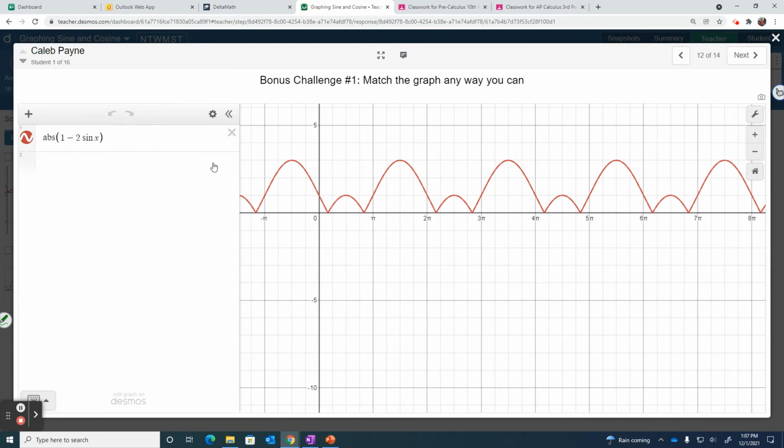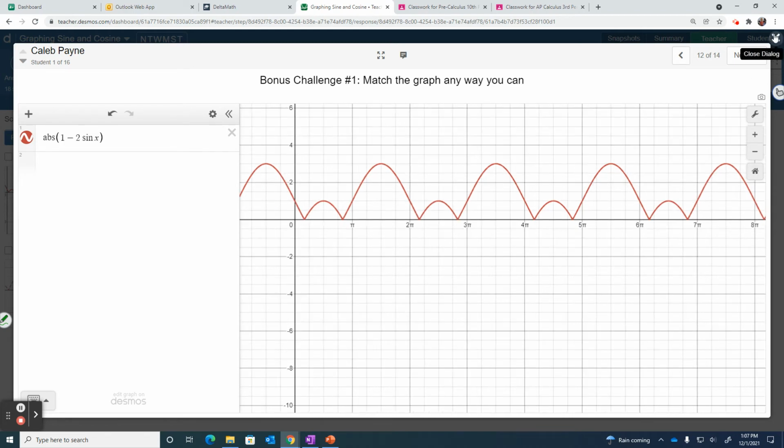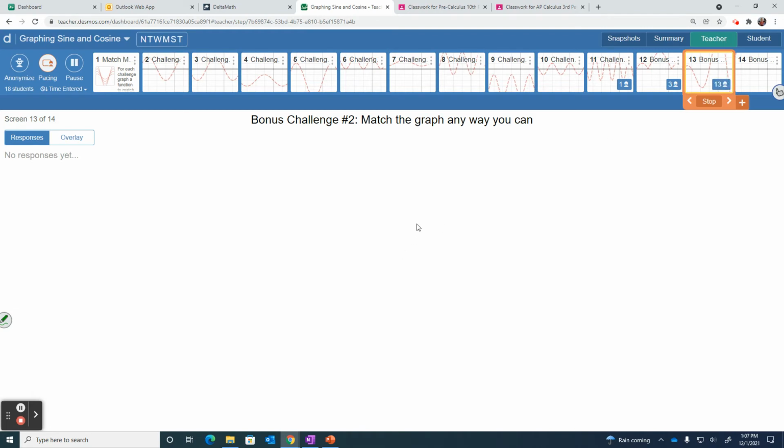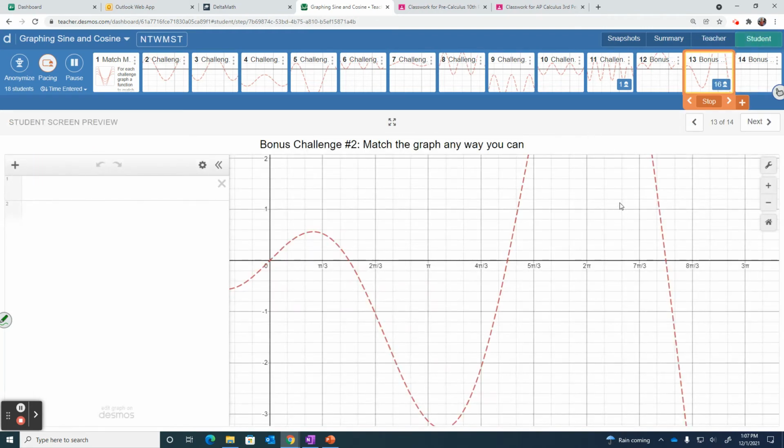Nice. All right. Caleb figured it out. Absolute value of 1 minus 2 sine x. Very good. All right, let's try another one. I'll give you a hint for this one as well.